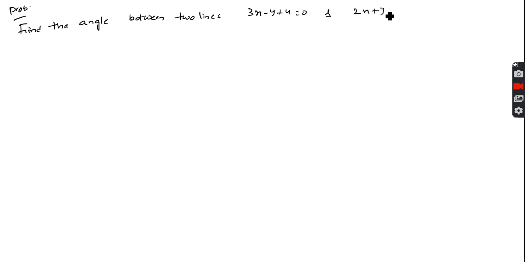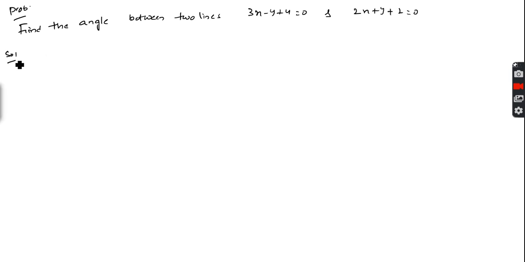The next problem is intersection of two lines. Find the angle between two lines, 3x minus y plus 4 equal to 0 and 2x plus y plus 2 equal to 0.